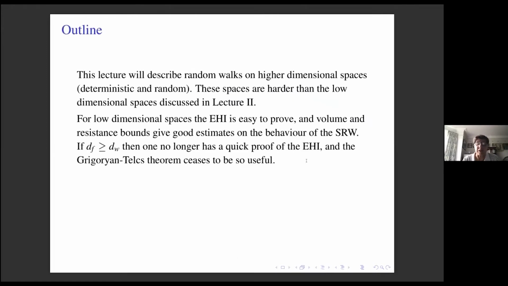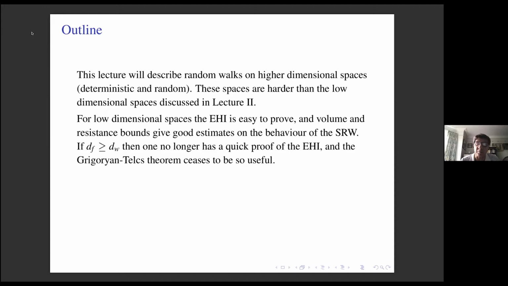In this lecture, I'm going to talk about random walks on some higher dimensional spaces, deterministic and random. These spaces are harder to handle than the low dimensional spaces that I talked about in the previous lecture. The basic reason is that in low dimensional spaces, the elliptic Harnack inequality is easy to prove.